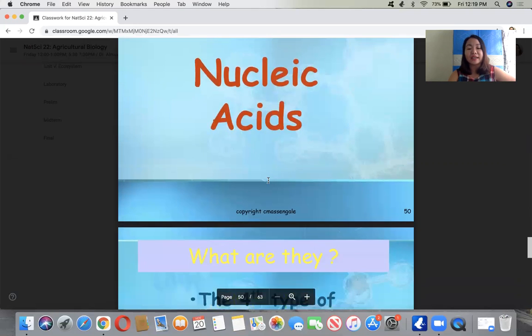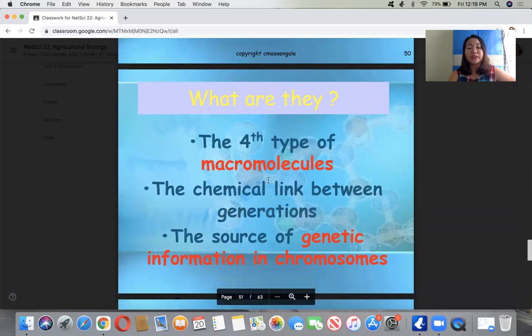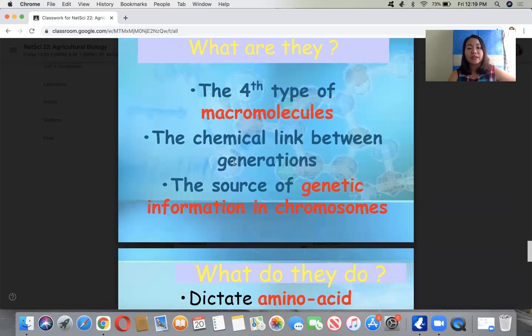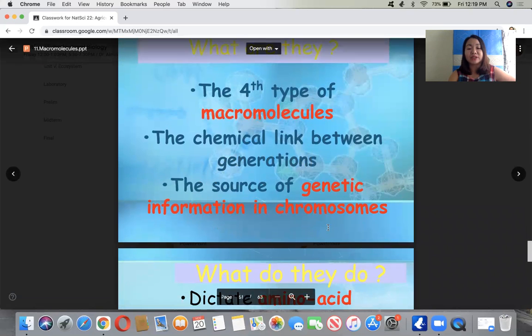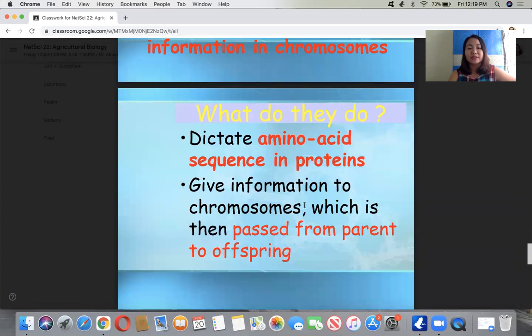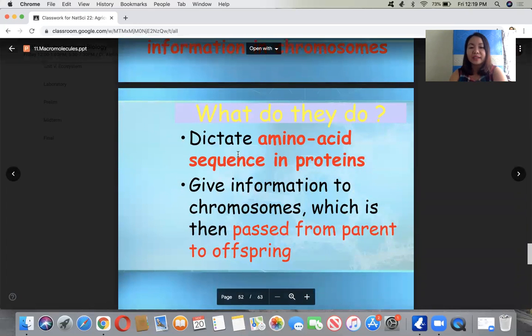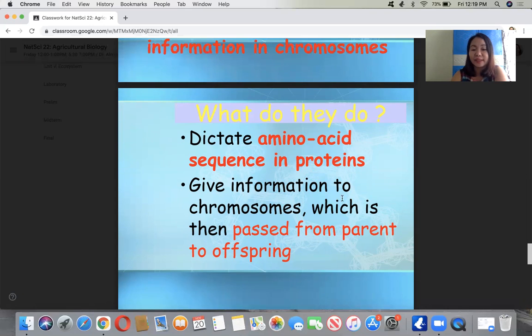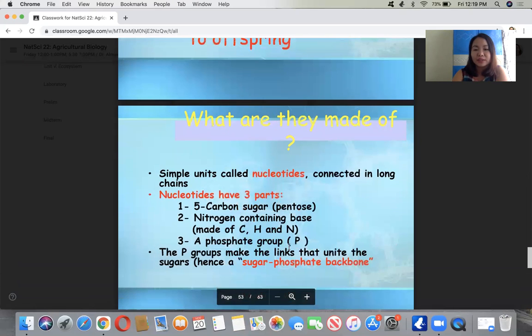Next are the nucleic acids. So these are one of the 4 types of macromolecules, the chemical link between the generations, the source of genetic information in chromosomes. They dictate the amino acid sequence in proteins and give information to chromosomes, which is then passed from parent to offspring. So what are they made of?